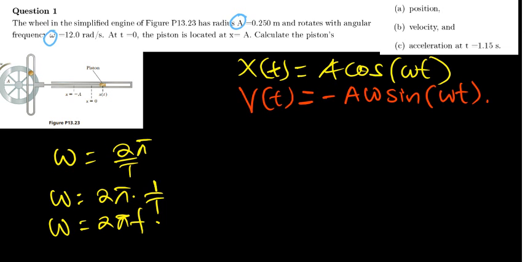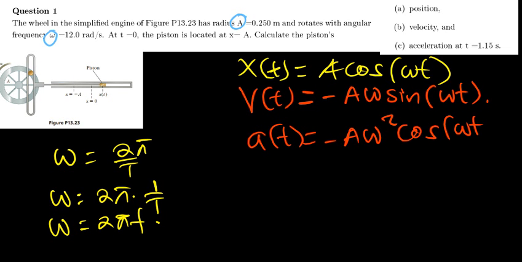At the same time, if I differentiate this again, I'm going to get acceleration, which is going to give me a omega, and this has to be squared because the omega is going to come here, then we're going to have this. So these are the formulas which you need to know.